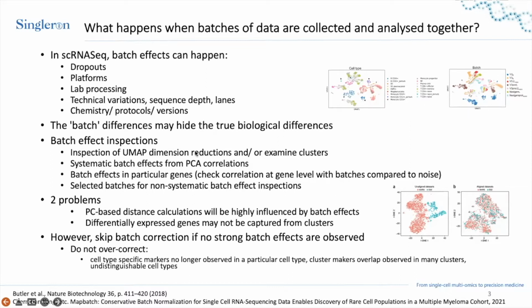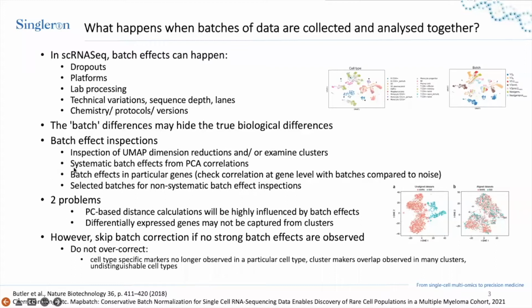So how do we inspect the batch effect and make sure we observe, for example, that batch effects actually happen in my data? One of the intuitive ways is to inspect the UMAP dimension reduction and check the clusters returned from the reduced dimensions. From both examples on the top right and the bottom right, both show obvious batch effects from a look at the UMAP. And then there are some quantitative methods to evaluate the batch effects as well.